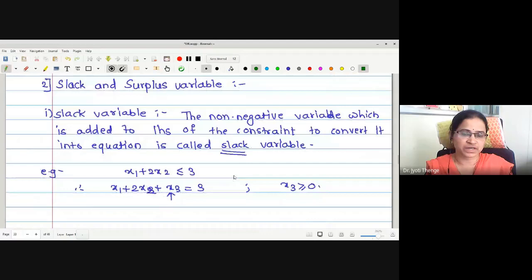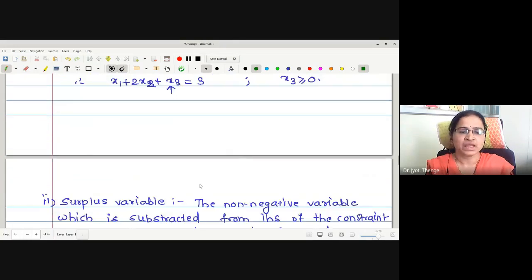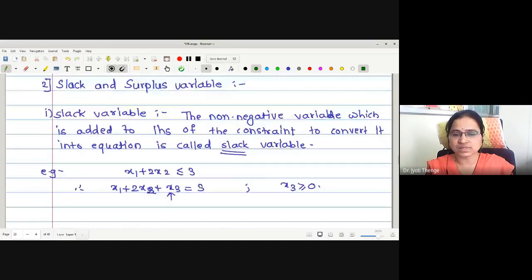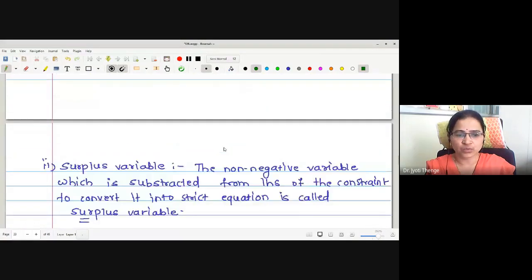The next concept we studied is slack and surplus variables. Whenever we have an inequality of the type less than or equal, in order to convert this inequality to a strict equality, we add a non-negative variable on the left hand side of the inequality. This is called the slack variable. See, the word slack means there is some amount which is less than the amount on the right hand side. Therefore, just to fill up that slack value, we use the slack variable.